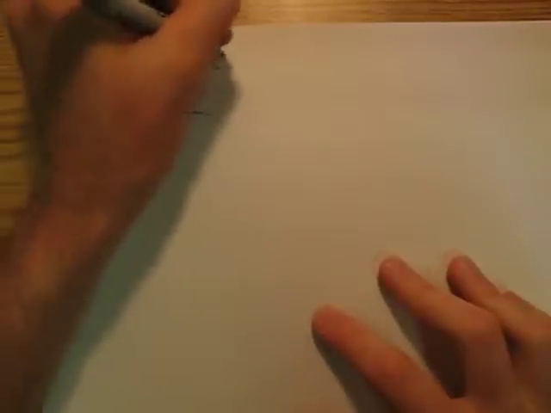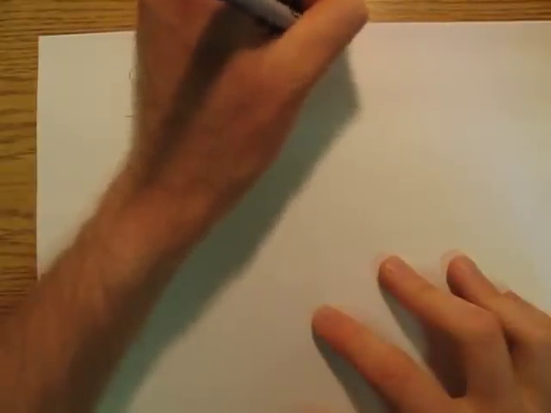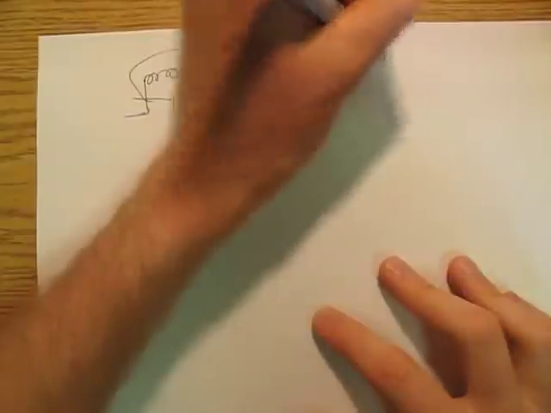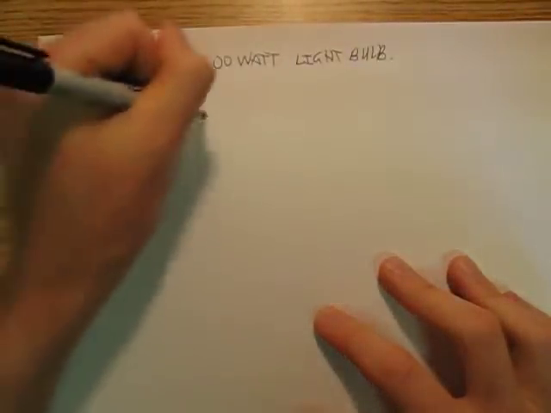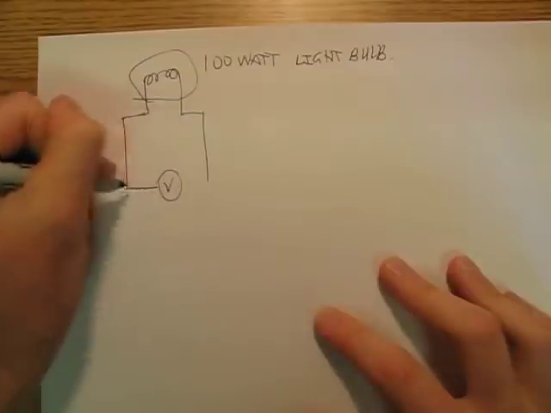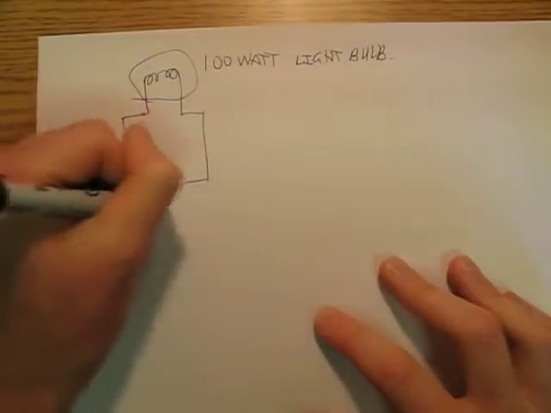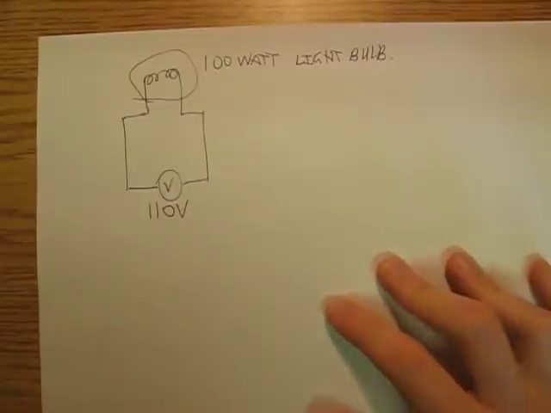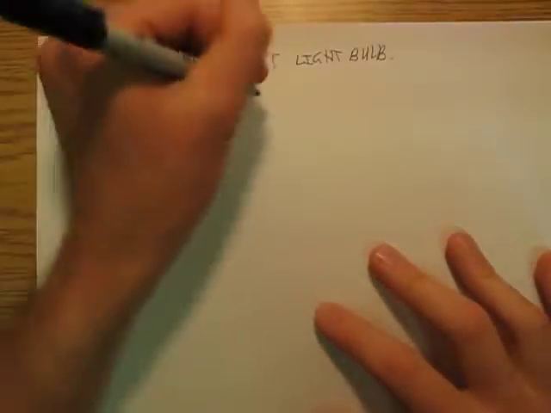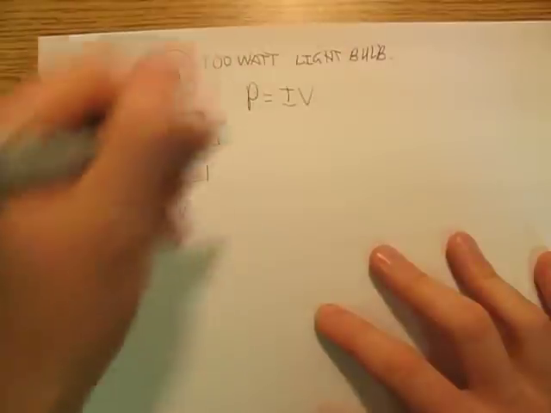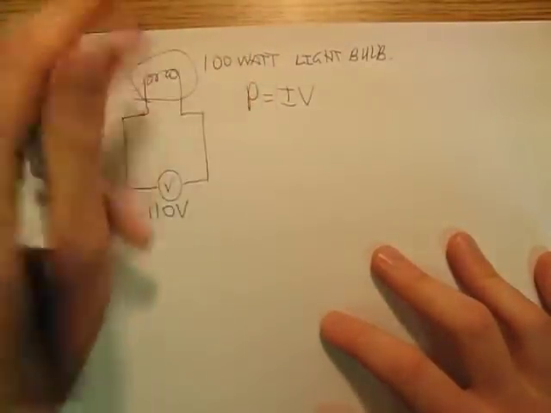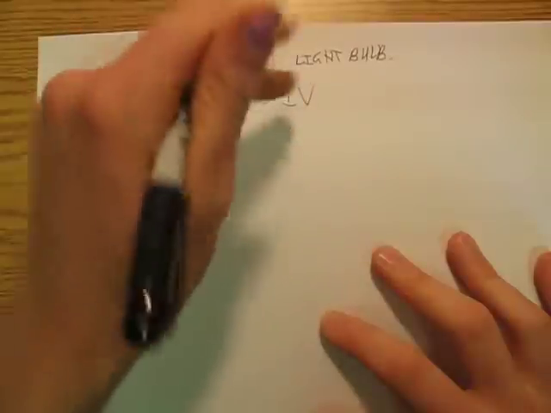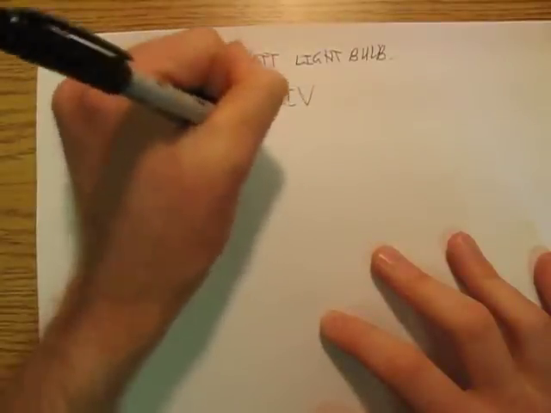Suppose I take a 100-watt light bulb, and I'm going to hook that up to my voltage source from the wall, which is 110 volts. Okay, so I've got P equals IV. So my power is 100 watts, and I know my voltage, so I want to solve this for current.